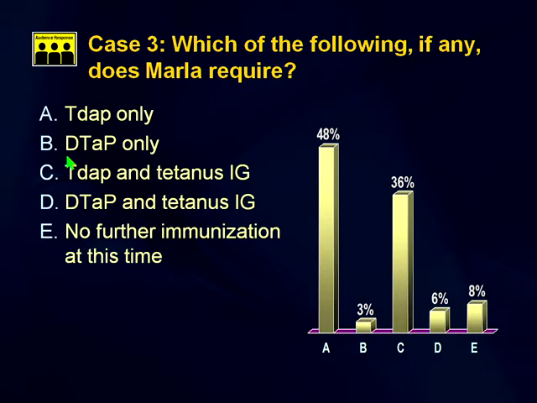She needs A, the Tdap. Okay? It's been more than 5 years since her last tetanus. She's had enough tetanus immunizations to protect her. So all she needs is just a booster dose, and she'll be fine. Okay, so A is the right answer here.